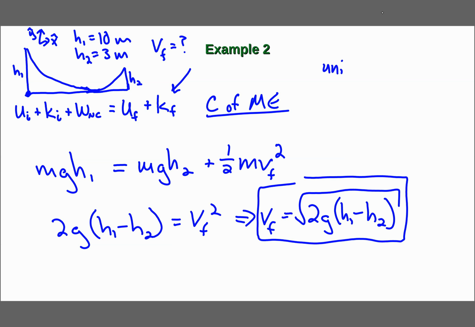Units, we have meters per second squared. Then we have meters minus meters. That's all in a root. So we get meters per second. The units work. That's nice.